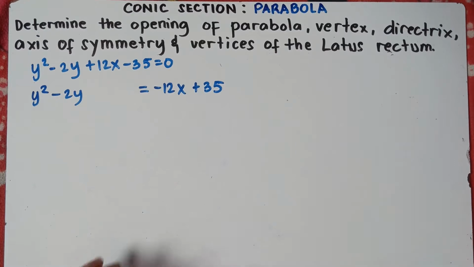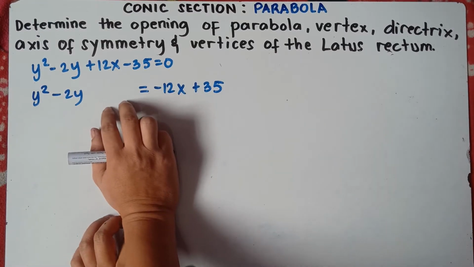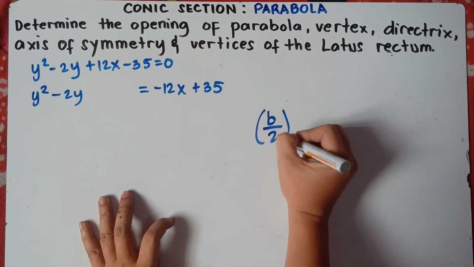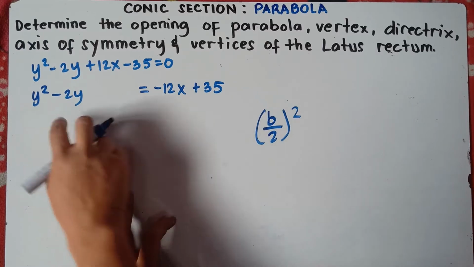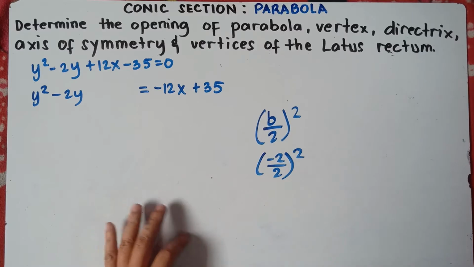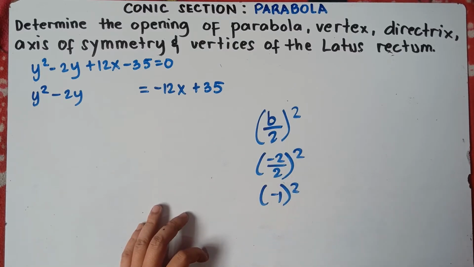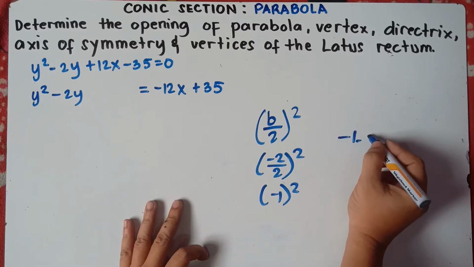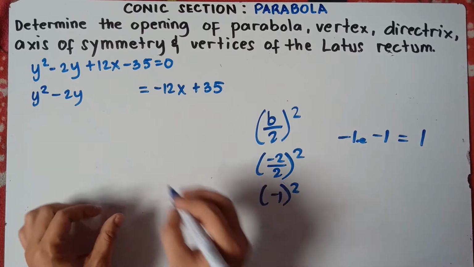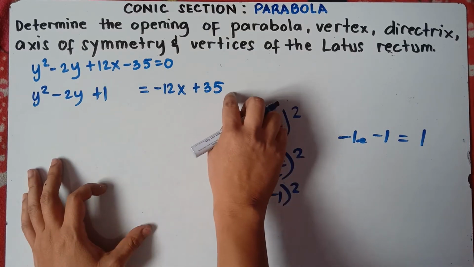Alright, the next step is we'll need to add a new constant. To add a new constant here, we will do completing the square. The formula is (b over 2) quantity squared. Our b is negative 2, so that would be (negative 2 divided by 2) quantity squared. Negative 2 divided by 2 is negative 1, squared. Negative 1 squared means negative 1 times negative 1, and that will be positive 1. Therefore, you will add 1 on the left side of the equation, and you will also add 1 on the right side.